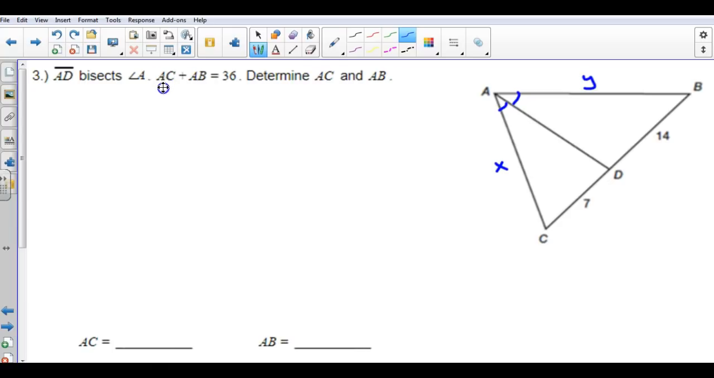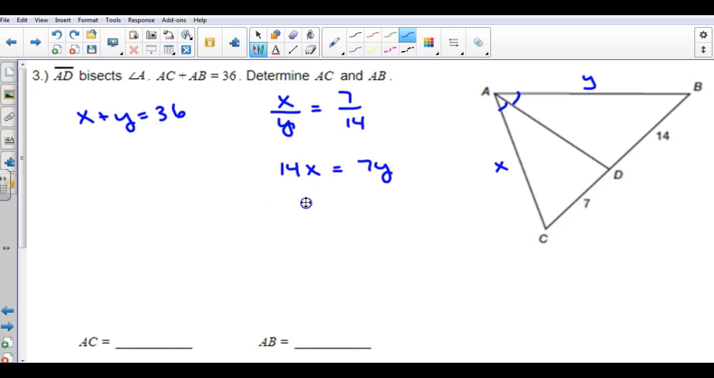So I'm going to make a couple equations out of this. The first one is just to rewrite that. So I know that x plus y is equal to 36. And then I'm going to make a proportion out of this. So again, I can take x over y is equal to 7 over 14. And then if I cross multiply this, I get 14x equals 7y. And then what I can actually do is solve by isolating the y. So I know that y is equal to 14x over 7, which is really 2x.